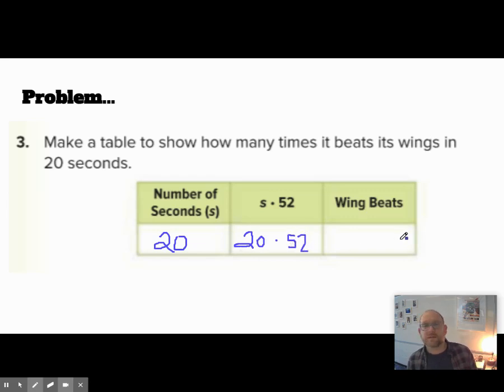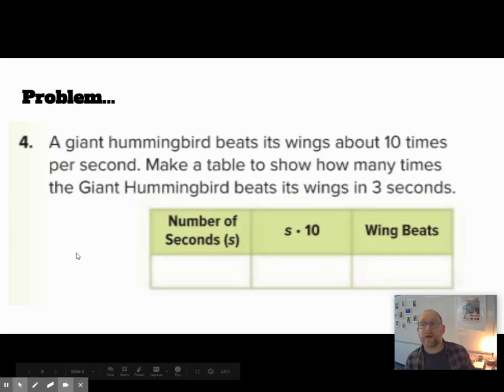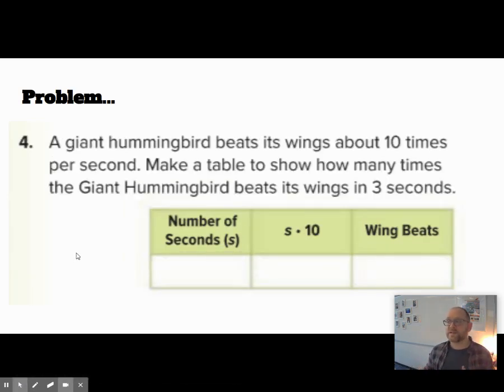Same deal, guys. 0 times 52 is 0. That's easy breezy. And for here, 2 times 2 is 4, and 2 times 5 is 10. So 1,040 beats in 20 seconds. There we go. It's as easy as that, guys and gals. Just taking that independent variable and then figuring out how the function changes at the end.